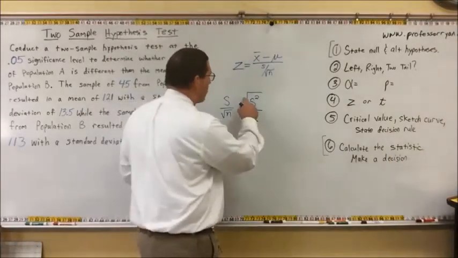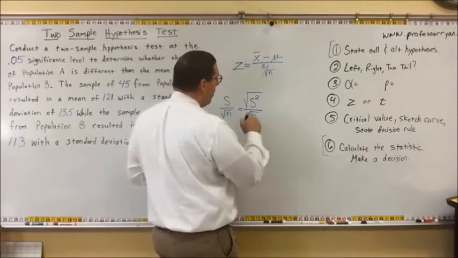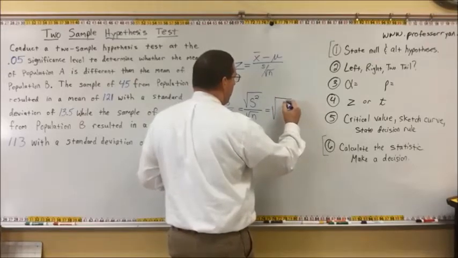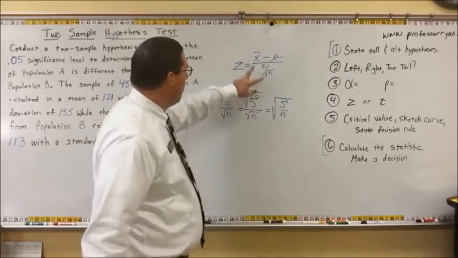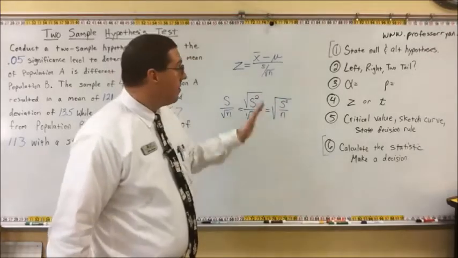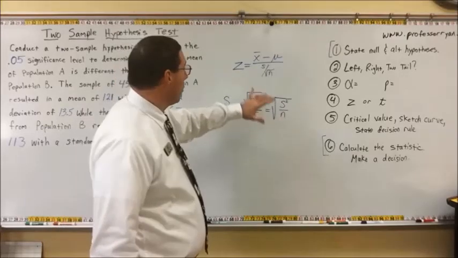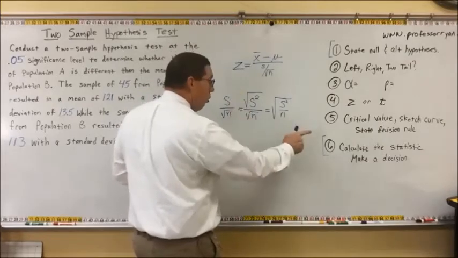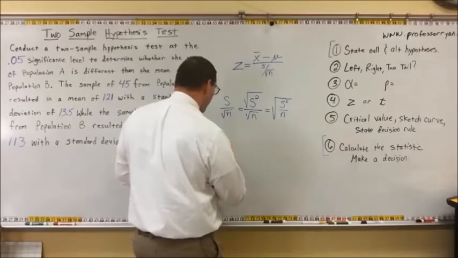Okay? So what we have here is the square root of the variance over the square root of the sample size. But I could make this a single radical, a big square root of s squared over n. And so this is the same thing as the square root of s squared over n. That's important to understand because we're about to go into our new formula for the z-score. So the z-score for a 2-sample hypothesis test goes like this.